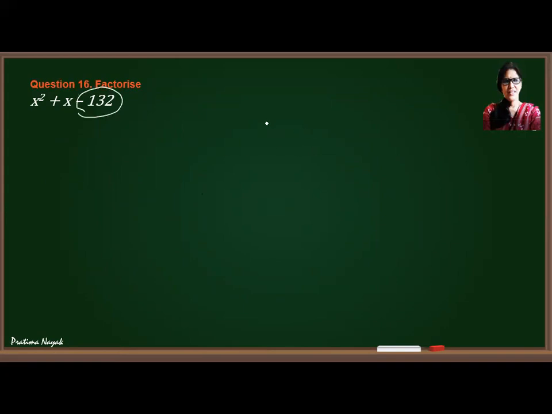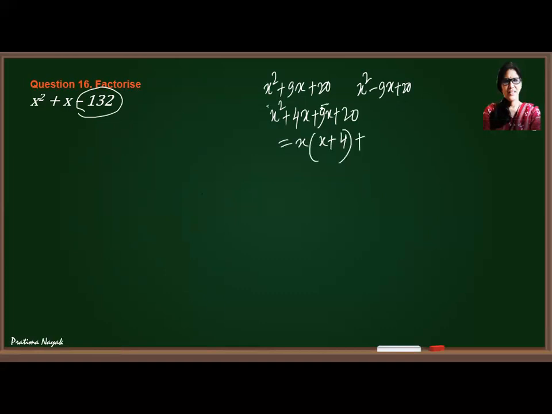Okay, so let me summarize what we did now. Suppose I am writing two questions: x square plus 9x plus 20, it could be a question. x square minus 9x plus 20, it could also be a question. If this would be the question, we are writing x square plus 4x plus 5x plus 20. And I'm writing x plus 4 taking common, x plus 4, plus, sorry, this will be 5, 5 taking common. I'm writing x plus 4, or this gives you the result (x plus 4) into (x plus 5).